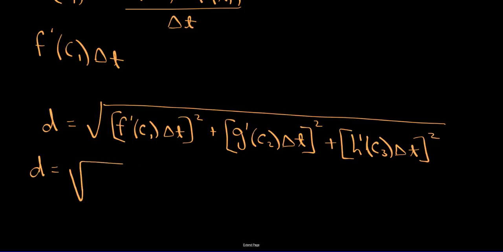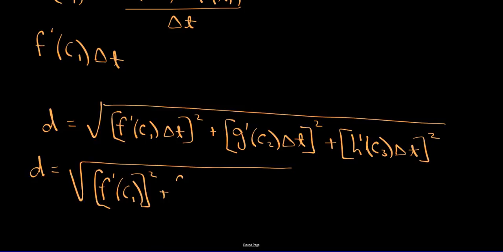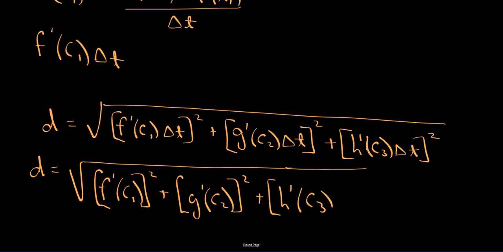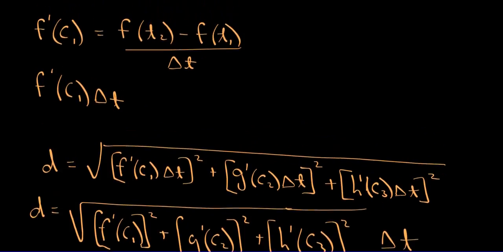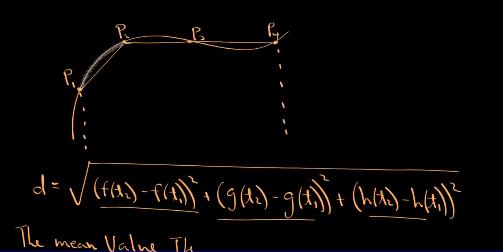I get the square root of f prime c1 squared plus g prime, sorry about that, g prime c2 squared plus h prime c3 squared. And then delta t over here, right? Okay. Now, what I'm saying is that's the length from P1 to P2, which is not exactly what I want. I want the arc length, but I'm using that as an estimate.